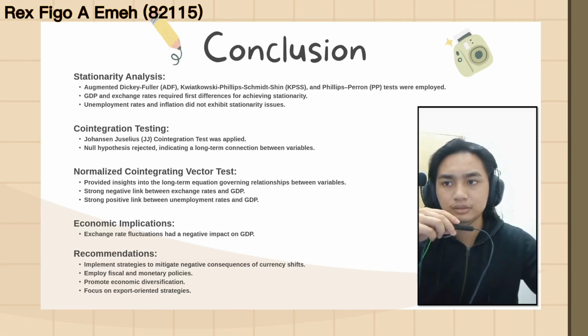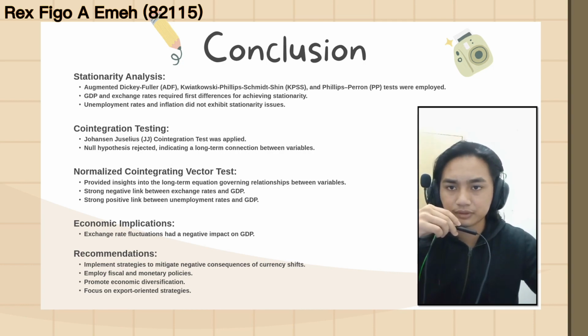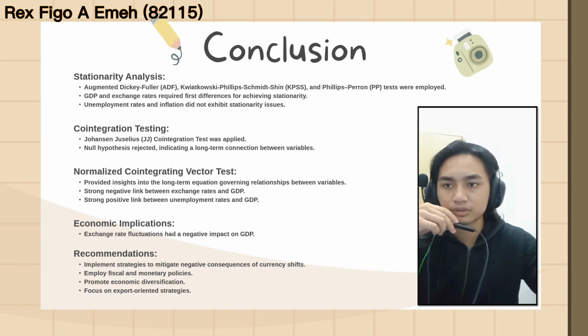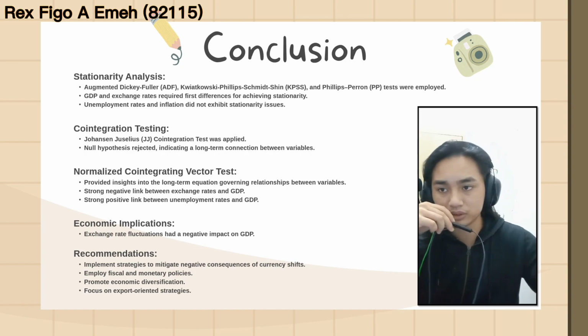To conclude this research, stationarity analysis, ADF, KPSS, and PP tests were used to determine stationarity. GDP and exchange rate required first difference to achieve stationarity, while no stationarity problem was found with unemployment rate or inflation. For cointegration, the Johansen-Juselius JJ cointegration test was applied, rejecting the null hypothesis and indicating a long-term connection between the variables. The normalized cointegration vector test reveals crucial detail about the long-term equation governing the relationship between the variables. Exchange rate had a strong negative link with GDP, while the unemployment rate had a strong positive link with GDP.